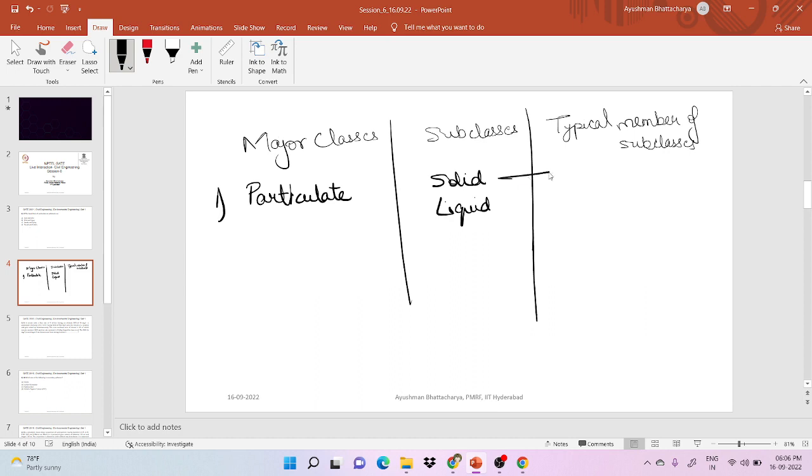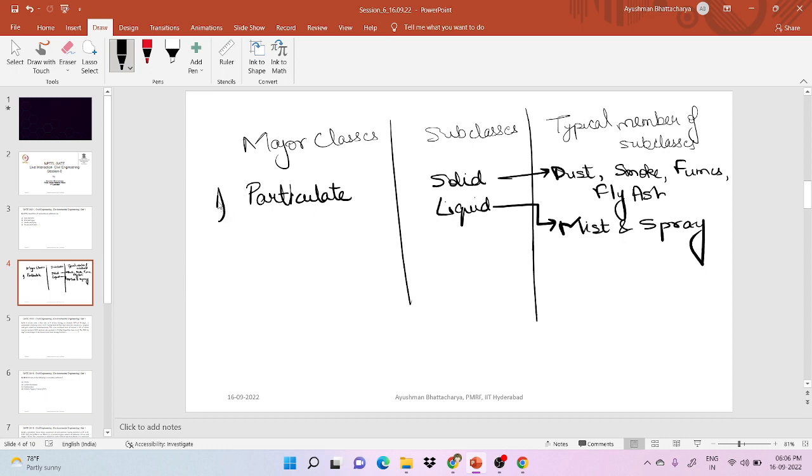In solid, dust, smoke, fumes, and fly ash come under the solid subclass. In case of liquid, mist and spray. So under particulate, there are two subclasses, solid and liquid, and under those the members come.